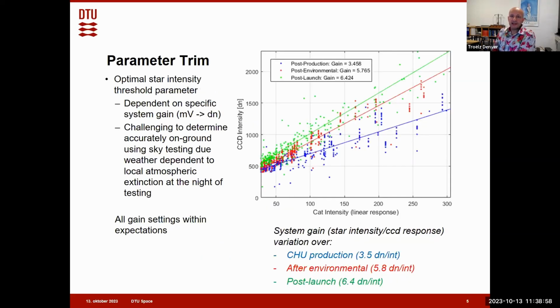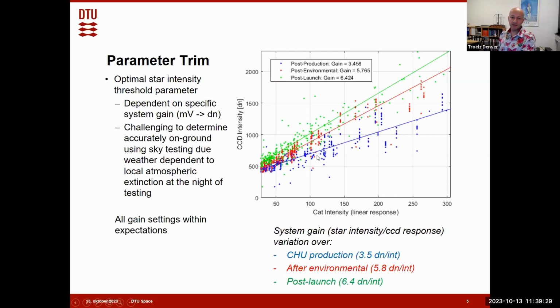I also look at system gain, and this is more specifically how much light should we expect in digital numbers after quantization as a function of how much light is coming in. That's extremely difficult to calibrate accurately on ground. We have the stars. They have a very, very well established intensity, but we are monitoring them through an extincting atmosphere, of course.